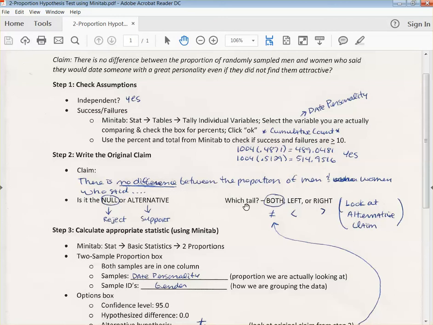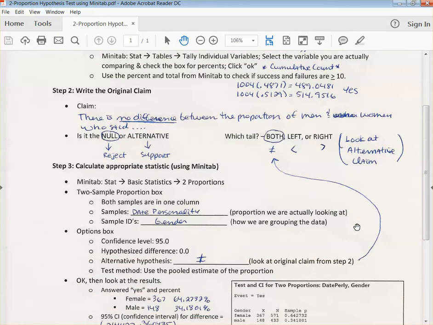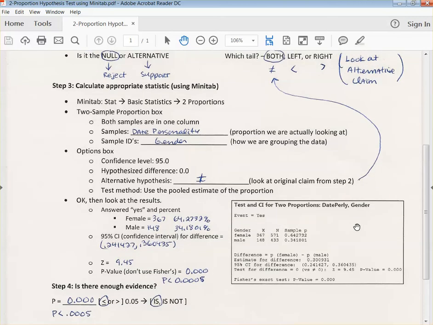But when we come over to which tail, we determine the tail based on the alternative claim. So if the null is that there's no difference, then the alternative would be that there is a difference. So that would be the not equal to, and so that would be both. So null is the reject, and the tail is both, the not equal to, and that's because of the alternative claim.